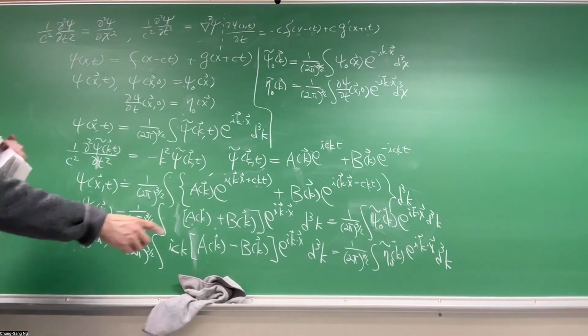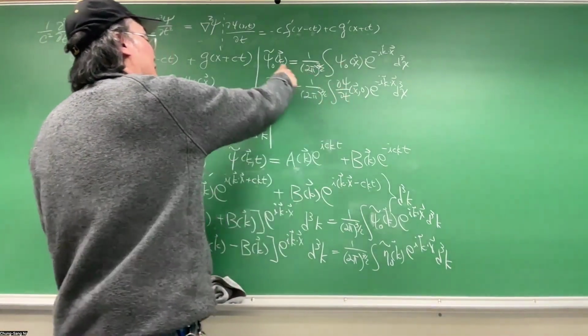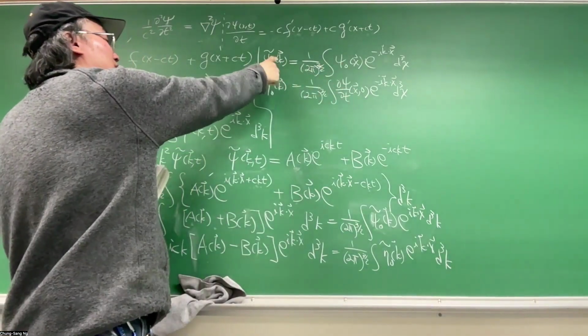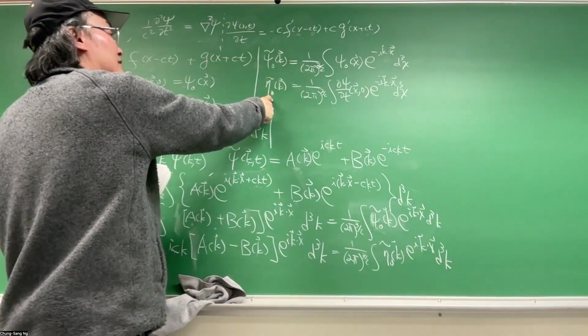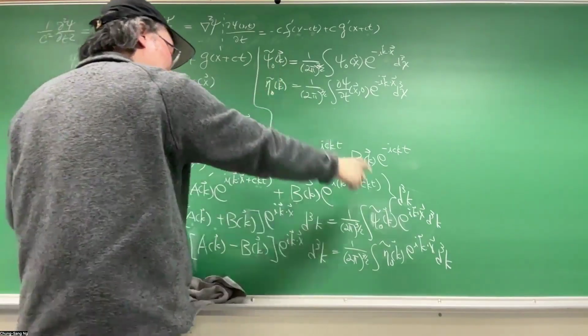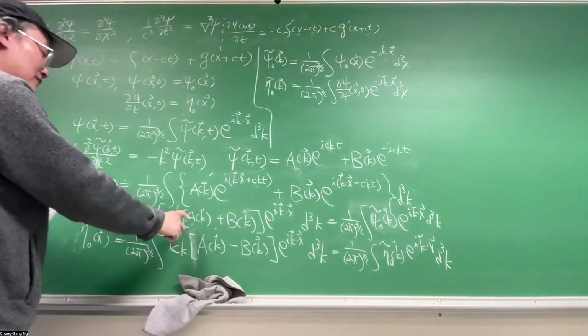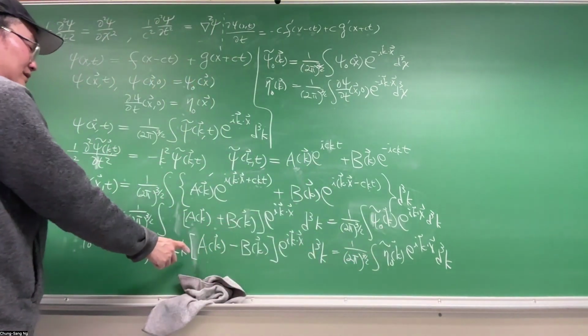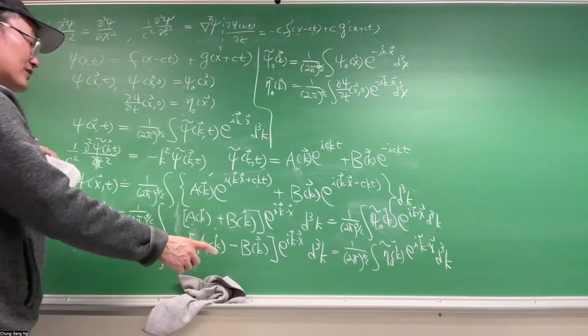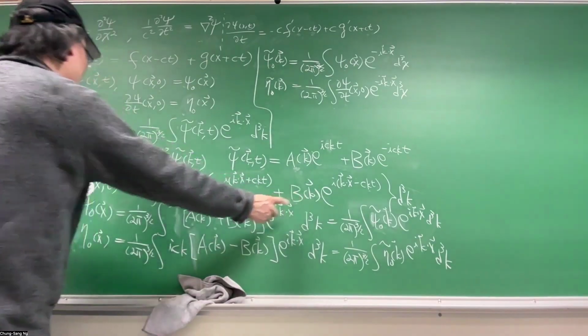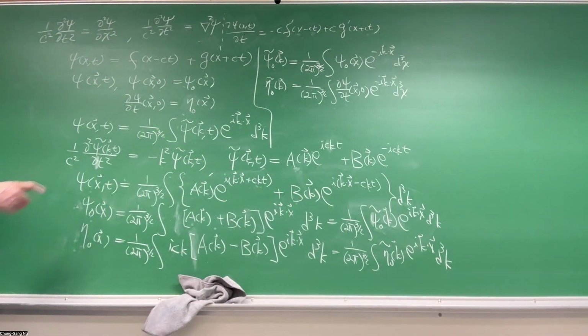Right. Given these two, you can use the formula to calculate the Fourier transform of the initial condition and the initial time derivative. And then, plugging that into these two, you can find the A and B functions. Once you have the A and B functions, put them in here and here, and you get your solution.